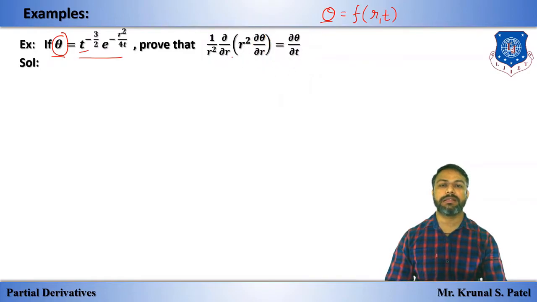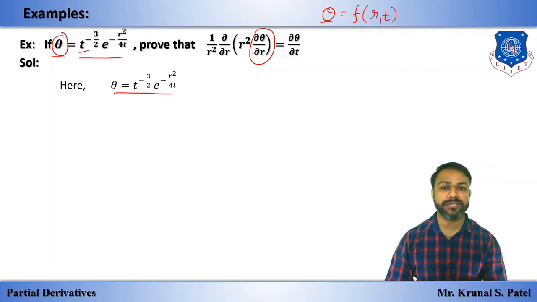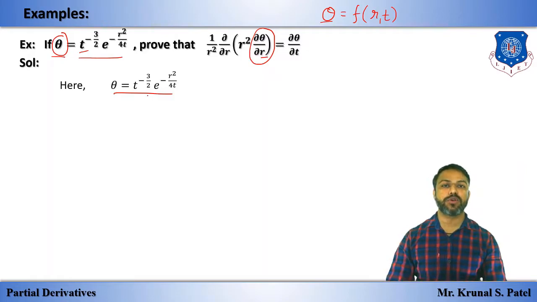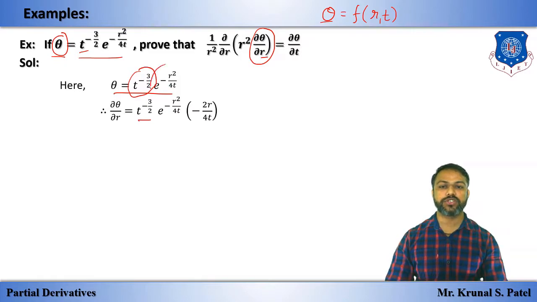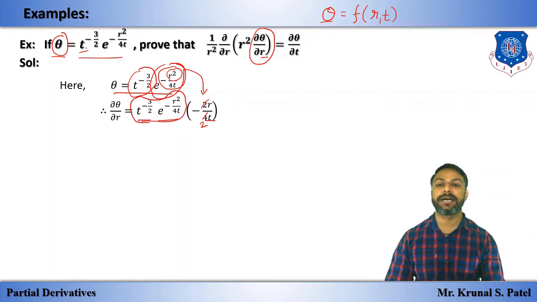Okay, so let's start with del theta by del r. Here theta, which is given in the question, when I differentiate with respect to r, t becomes constant, so t raised to minus 3 by 2 stays as it is. Differentiation of e raised to something is e raised to the same, and differentiation of this power by chain rule is: 4t constant, minus constant, and r, differentiation of r square is 2r. By cancelling this out, we can write this term as theta. You can see it clearly in the question.